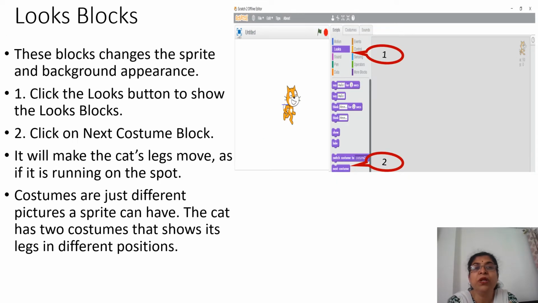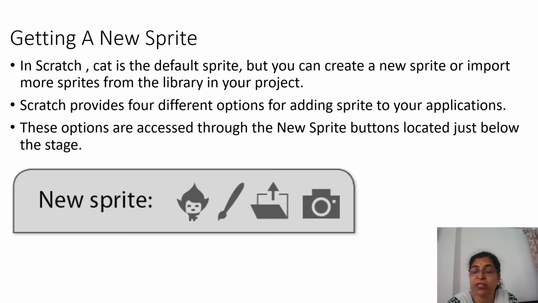Okay. Now the looks block. These blocks change the sprite and the background appearance. Click the looks button to show the looks blocks. And here click on the next costume block. It will make the cat's legs move as if it is running on the spot, meaning you can see a wider space between the legs of the cat. Costumes are just different pictures a sprite can have. The cat has two costumes that show its legs in different positions. Okay, this also we have experienced.